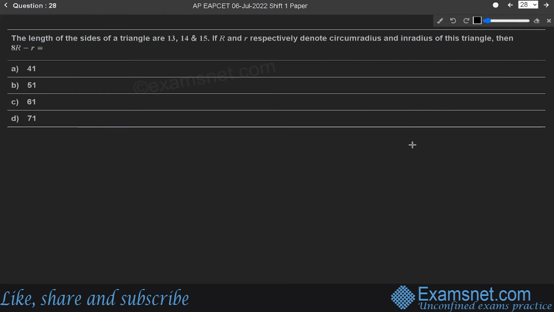Next question is, the lengths of the sides of a triangle are 13, 14 and 15. Let capital R and small r respectively denote the circumradius and inradius of this triangle. Then R minus r is equal to. See, this is a very important question and this type of question always comes in the exam. Last, it came back in 2018.